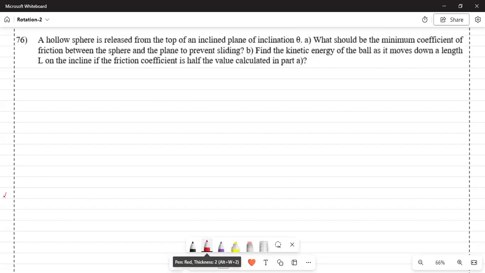Here, we have studied translational motion or linear motion in earlier chapters. In this chapter, we are studying rotational motion. But under certain circumstances, a body can have both linear motion and rotational motion together. I will explain the nuances of these motions point by point as they come up while solving this problem. But you have to be a little attentive.